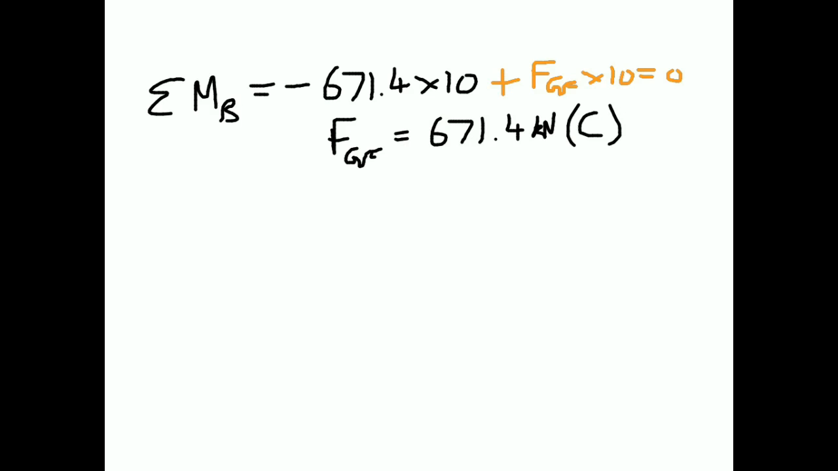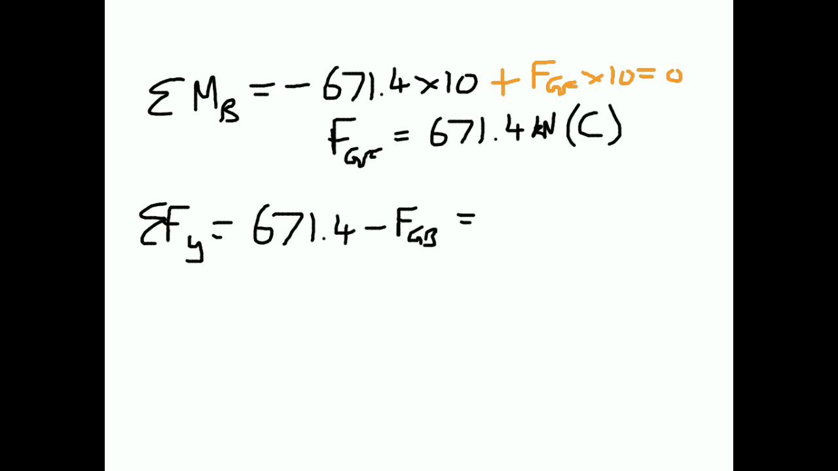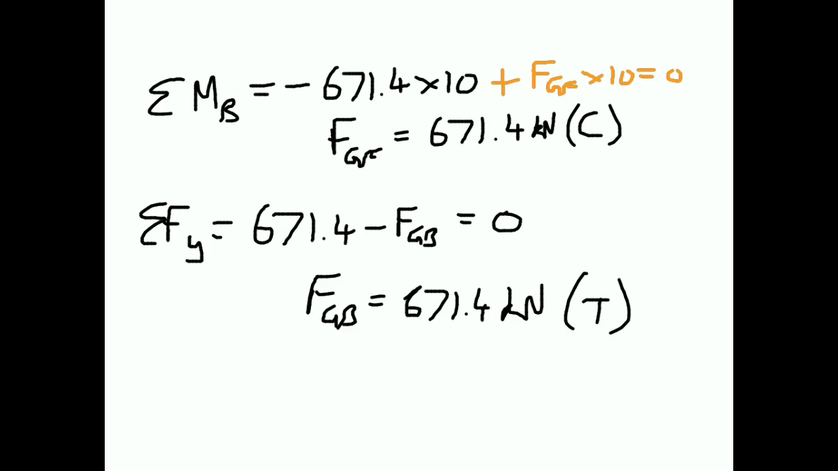Now we can simply sum the forces in the y direction to get FGB, which is the only other force we're interested in. So forces in the y are going to be 671.4, which is AY, minus FGB. So FGB equals 671.4 kilonewtons. We've assumed it to be in tension, it's coming out positive, therefore it's in tension.